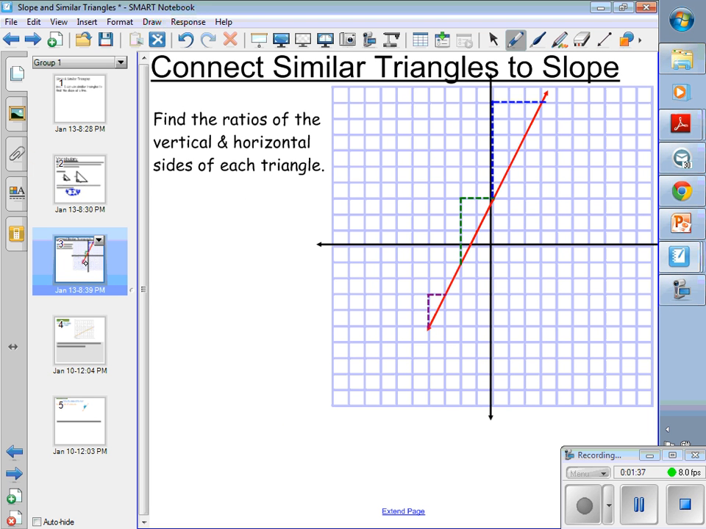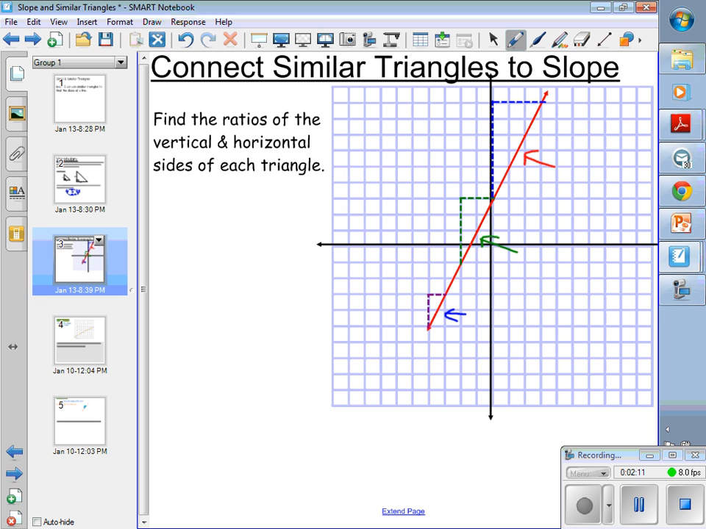Moving on. Okay, so here we're connecting our similar triangles to slope. Here we can find the ratios of the vertical and the horizontal side of each triangle. So you can see here we have a purple triangle down here. I'm going to just point right here so you can see what I'm talking about. We have a green triangle, and I'll switch colors, right here. And we have a blue triangle up here.